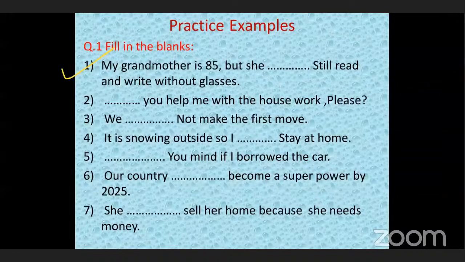Sixth one: our country dash become a superpower by 2025. So, our country may become a superpower by 2025. And the last example: she dash sell her home because she needs money. She might sell her home because she needs money. Here we have completed our topic, modal auxiliaries.